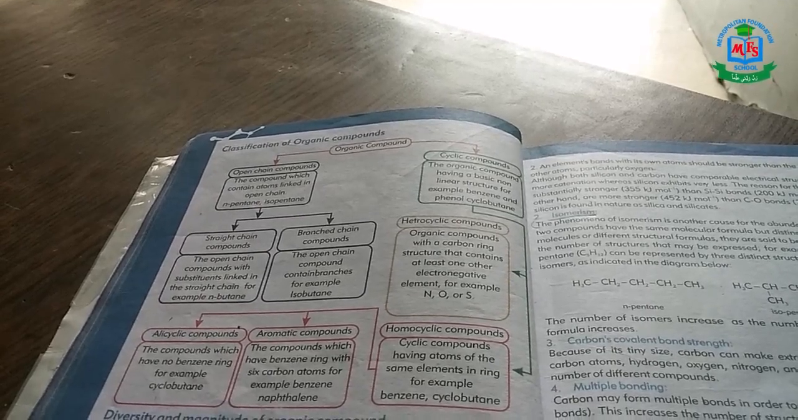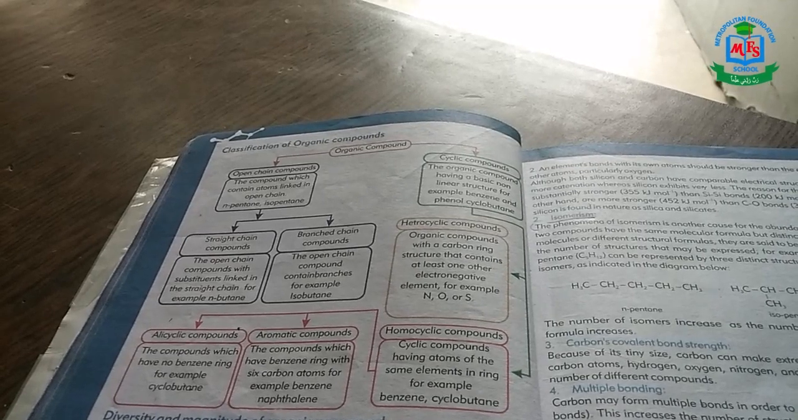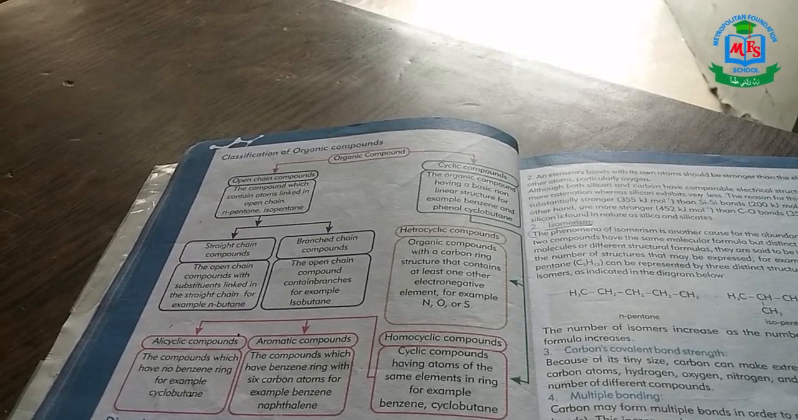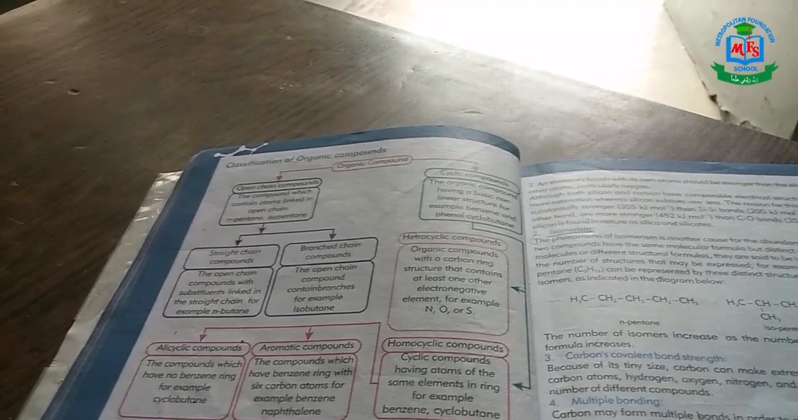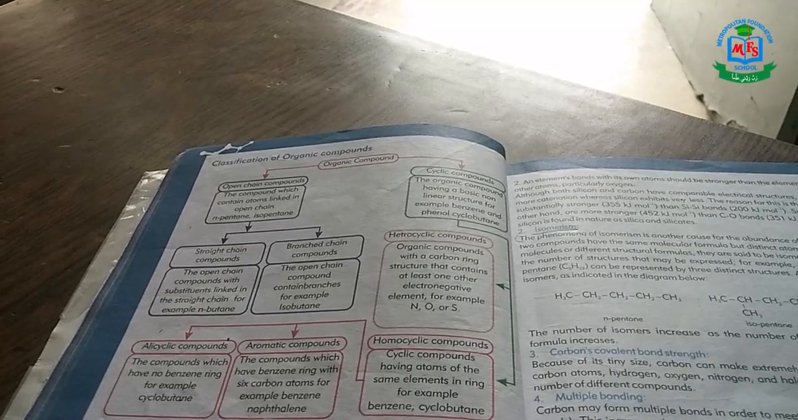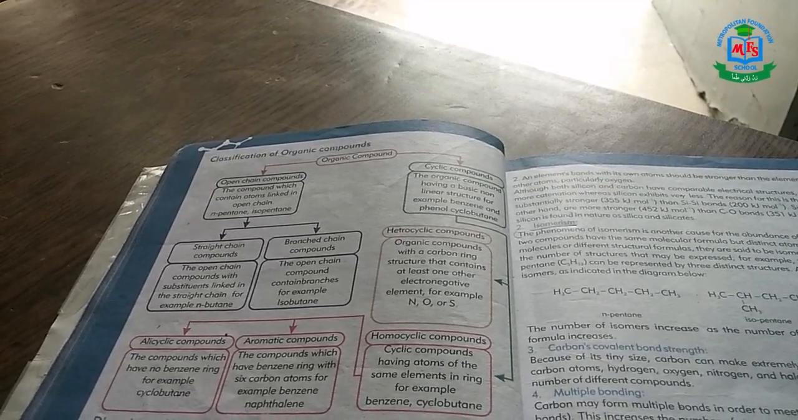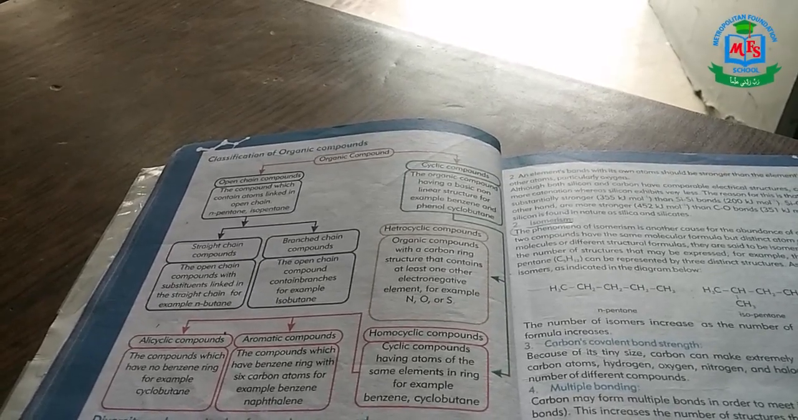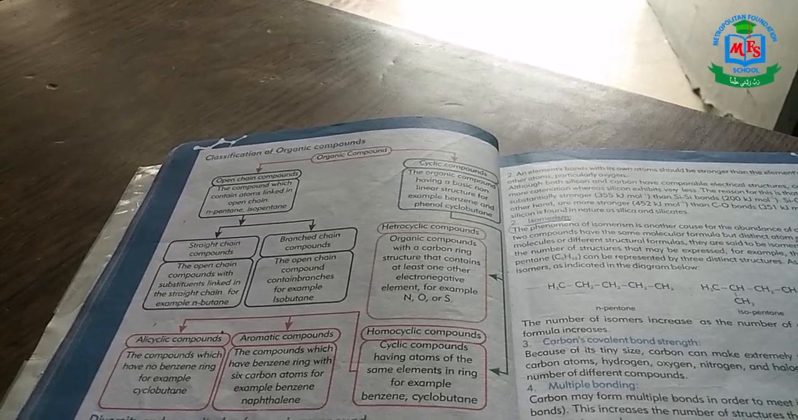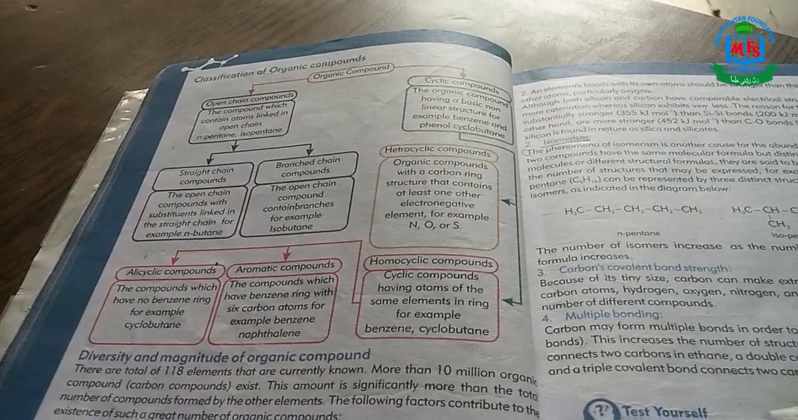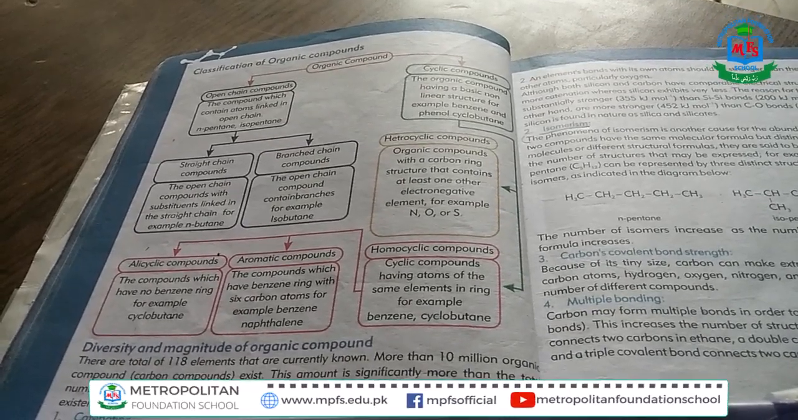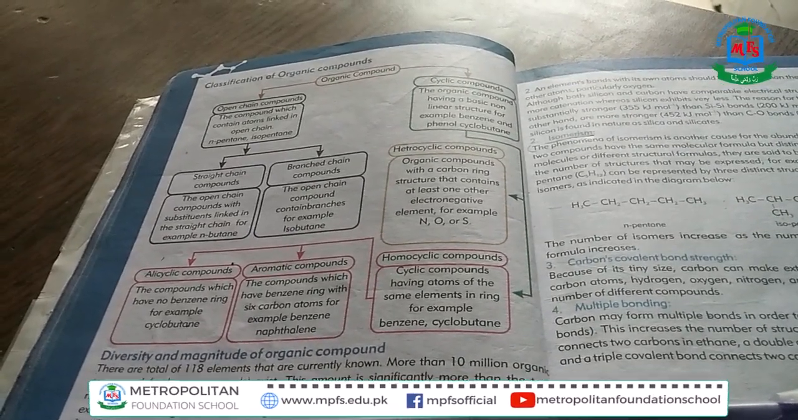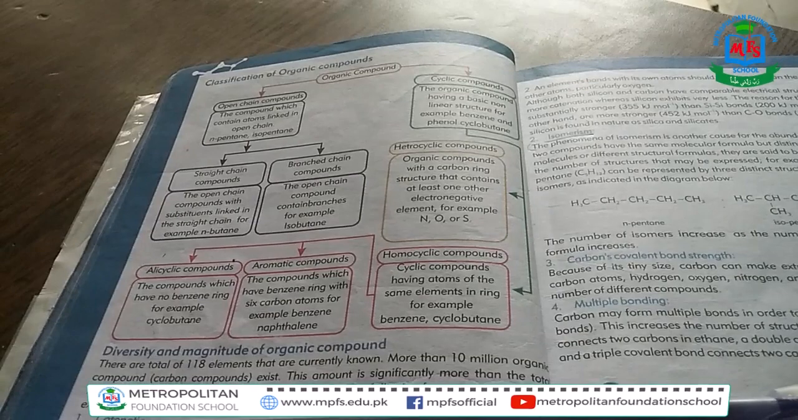Alkyne is defined as hydrocarbons which contain a triple bond between carbon atoms. If a triple bond is present between carbon atoms, this type of hydrocarbon is called alkyne. Then we discussed alkene. What are alkenes? Alkene is defined as hydrocarbons which contain a double bond between carbon atoms. Then we discussed alkane. Alkanes are also hydrocarbons. Those hydrocarbons which contain a single bond between carbon atoms are called alkanes.